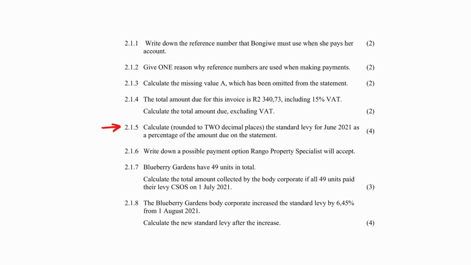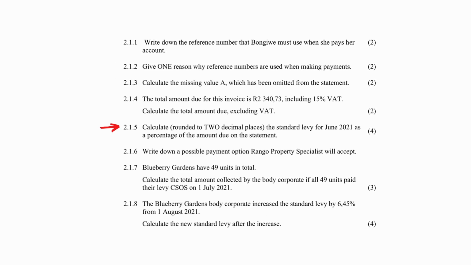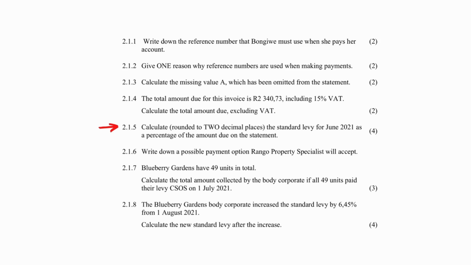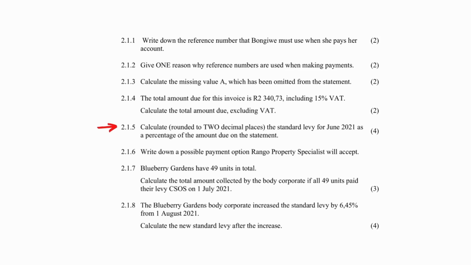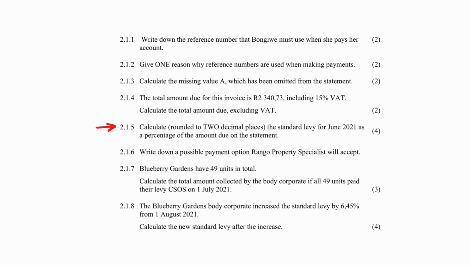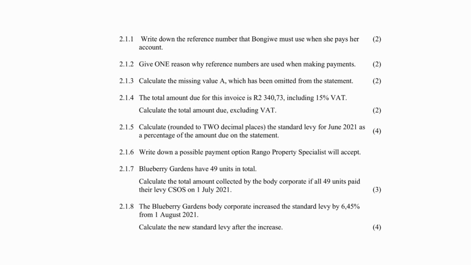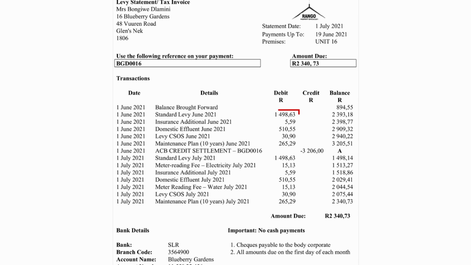In question 215, you have to calculate the standard levy for June as a percentage of the amount due on the statement. You also have to round the answer off to 2 decimal places. The standard levy for June is this amount of 1,498 Rand 63 cents, and the amount due on the statement is 2,340 Rand 73 cents.